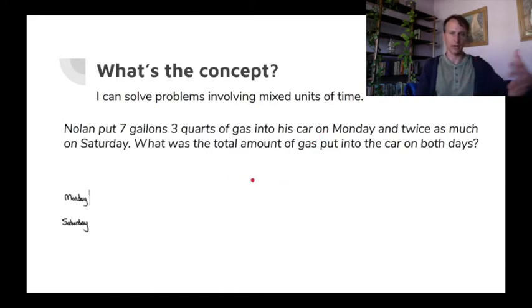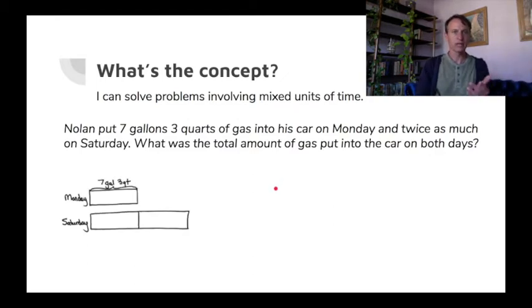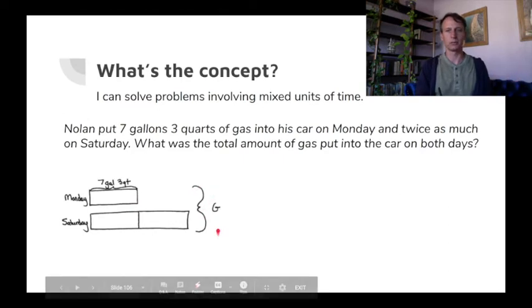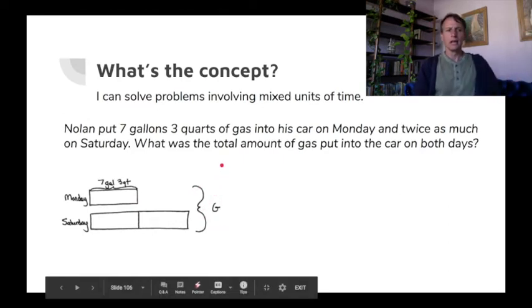Monday we're given straight out, 7 gallons, 3 quarts. Saturday is double that. And so we could do like a times 3 here. You see we have 3 of these blocks, 3 equal blocks here. And the bracket, of course, saying total amount of gas for the 2 days.